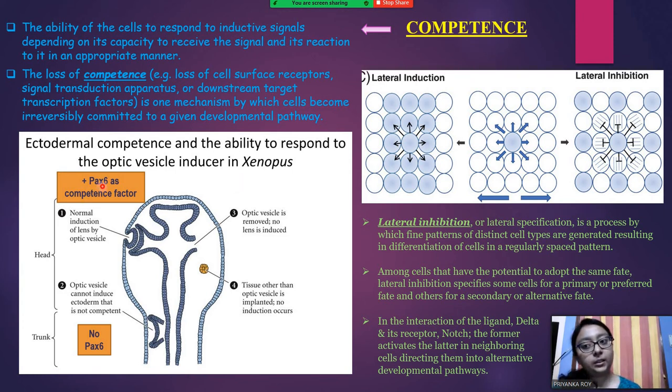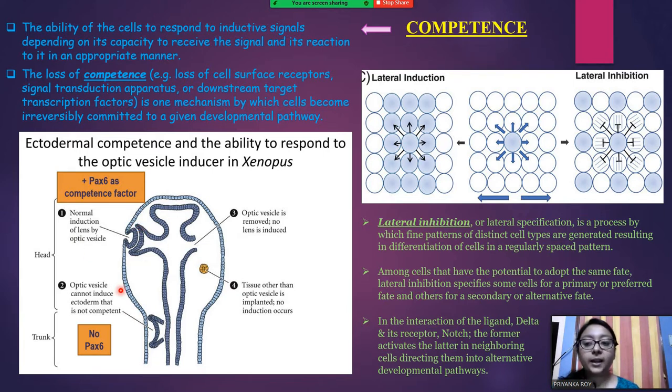So like I was saying, here you can see the ectodermal competence and the ability to respond to the optic vesicle inducer in Xenopus. Xenopus is an amphibian, it's a frog. So here the PAX6 is acting as a competence factor. The cells must have the ability to respond to the inductive signals, and that ability is known as competence, like I said. And also there must be something responsible for producing this ability inside the cell, which is known as the competence factor.